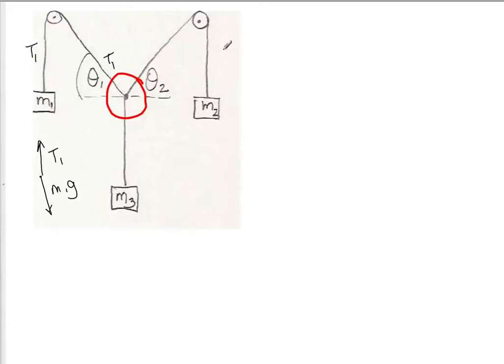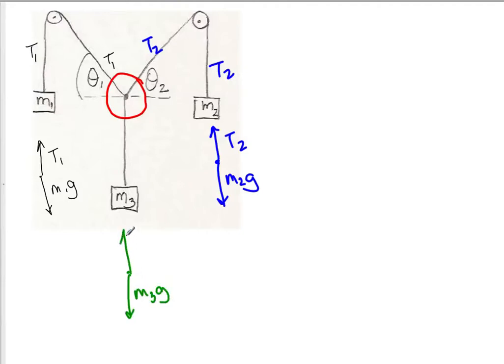Now for mass number 2, I'm going to have M2G going down, and I have another tension which I'll call tension number 2. That's in this string, so that's also over here. And then for this third mass down here, I have M3G pointing down, and then a third tension, tension number 3. So that's tension number 3 right there.